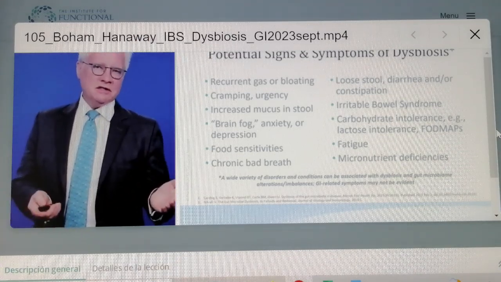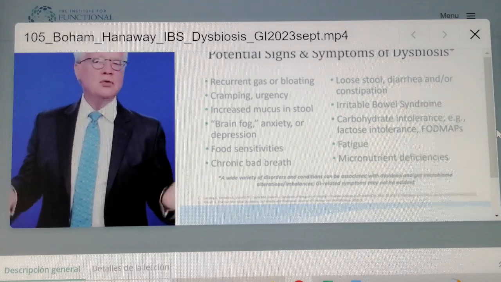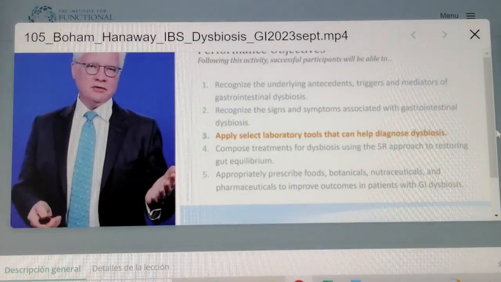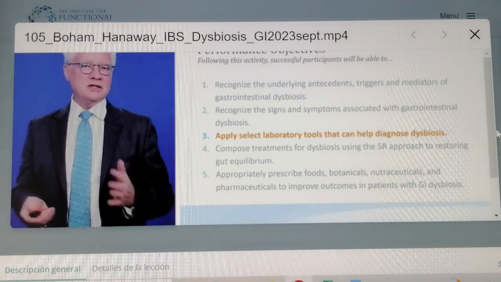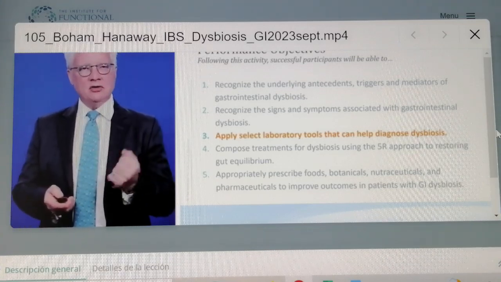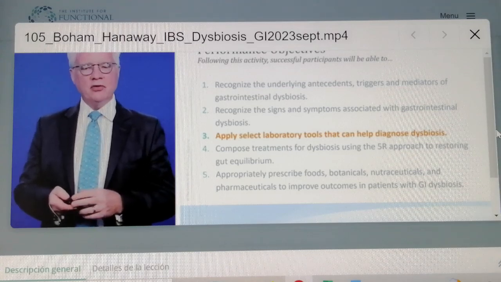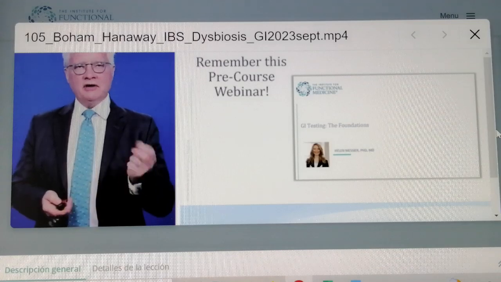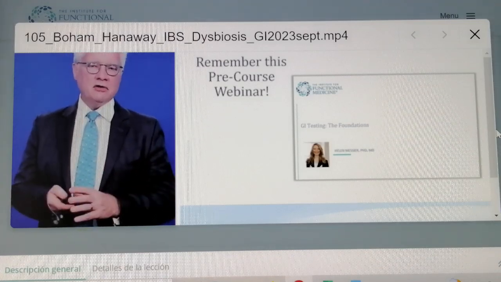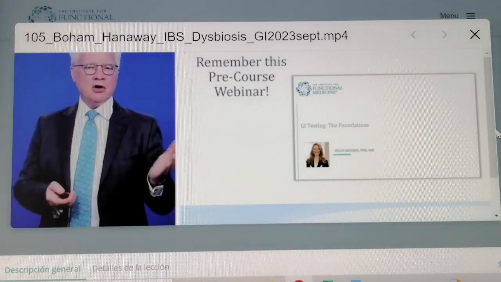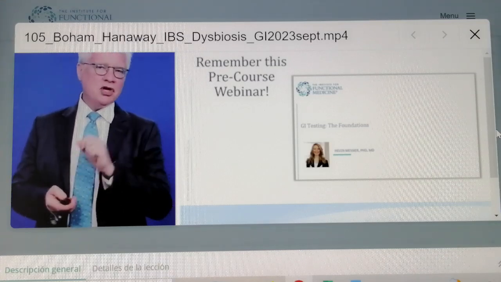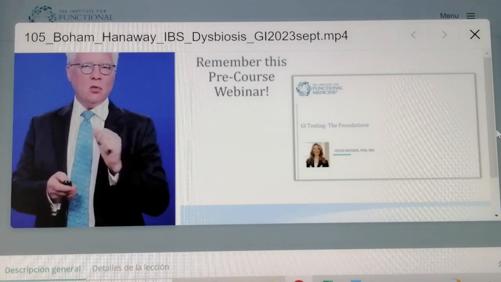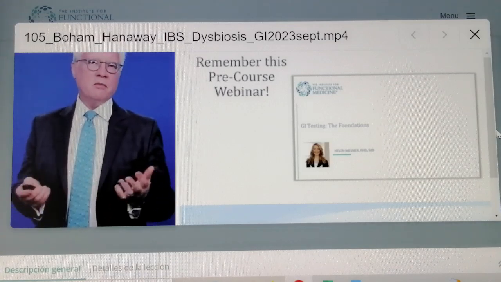My experience is that in my practice, most patients who come in with complex chronic disease have some form of dysbiosis going on. So how do you begin to assess that? How do you begin to look at that? What are the laboratory tools that are really going to be able to help make a difference in that process? Now, Dr. Helen Messier, a friend and colleague for a long time, had a pre-course webinar talking about GI testing and the foundations. I'm going to go over that quickly to give you a sense of what the critical factors are from my perspective.